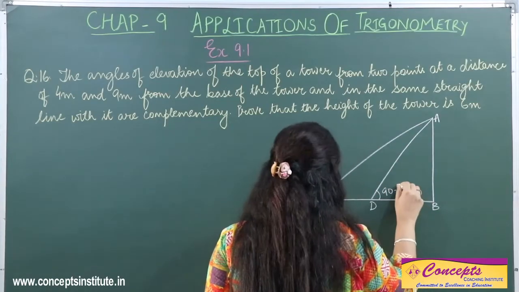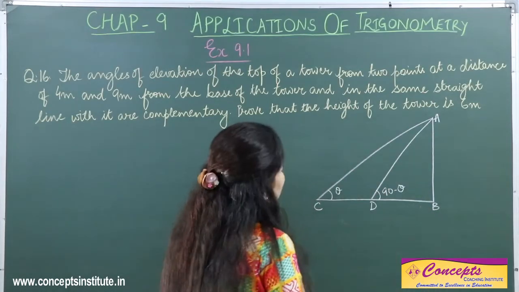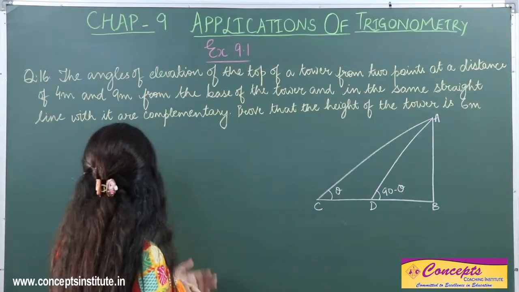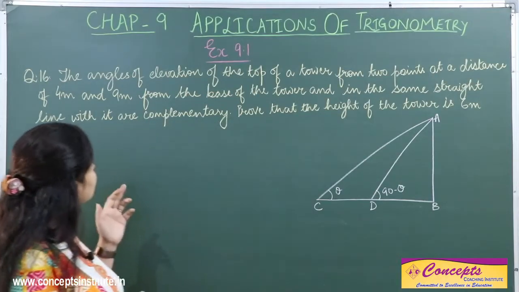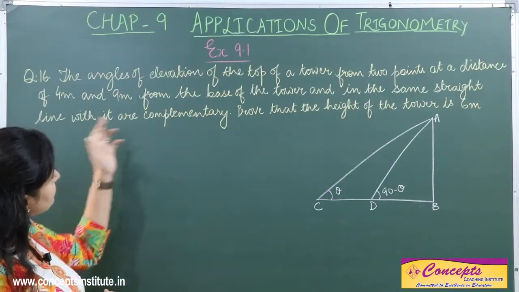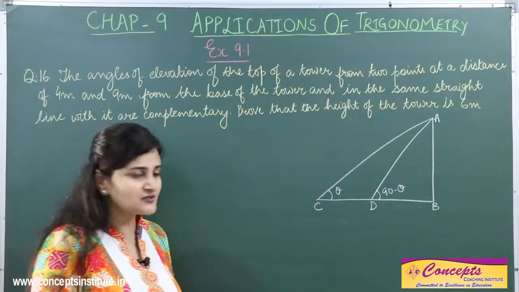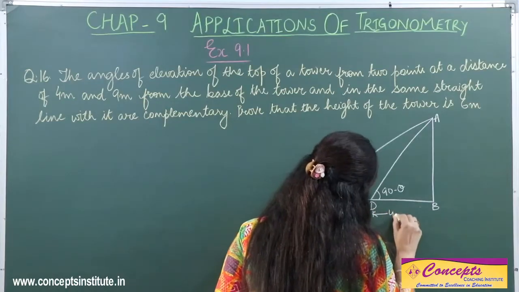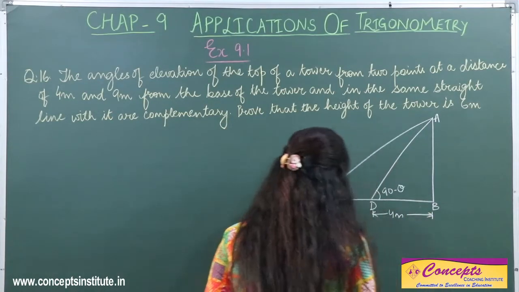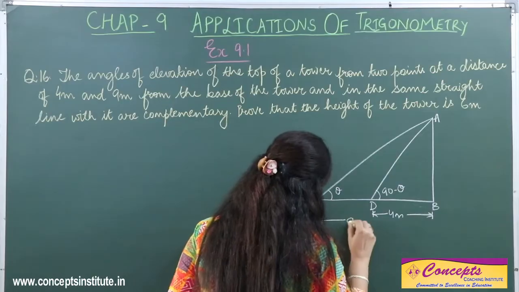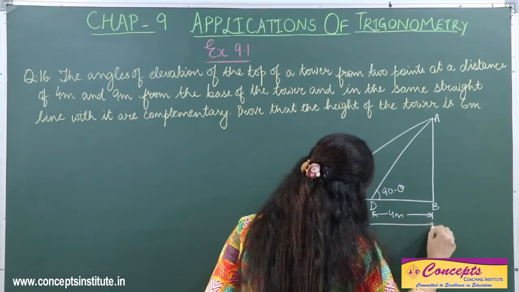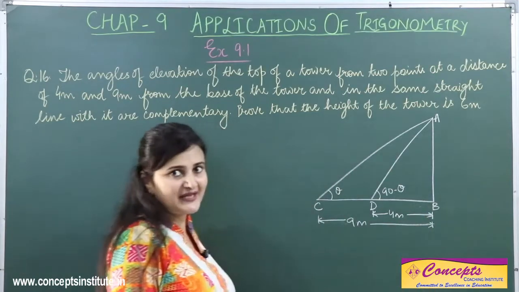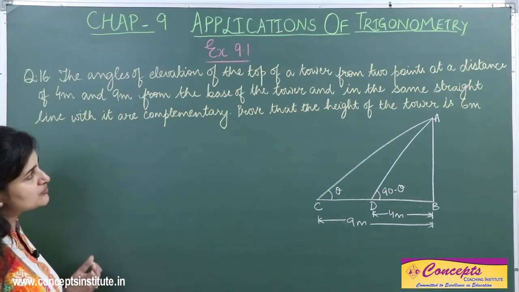That means if one angle is theta, the other angle is 90 minus theta, and the points are at a distance of 4 meter and 9 meter from the base of the tower. So this is the base of the tower. Obviously this distance would be lesser. So this is 4 meter and this distance would be 9 meter. Right, students? Now what are we supposed to prove?